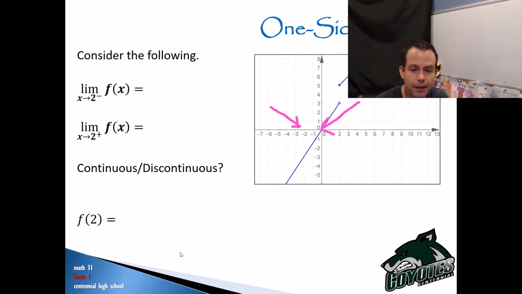Consider the following. Let me take off the arrows from the previous drawing. Consider the limit of f of x as x approaches 2 from the left. As x approaches 2 from the left, y is approaching 3, so the limit is 3. As x approaches 2 from the right, y approaches 5, so the limit there would be 5.